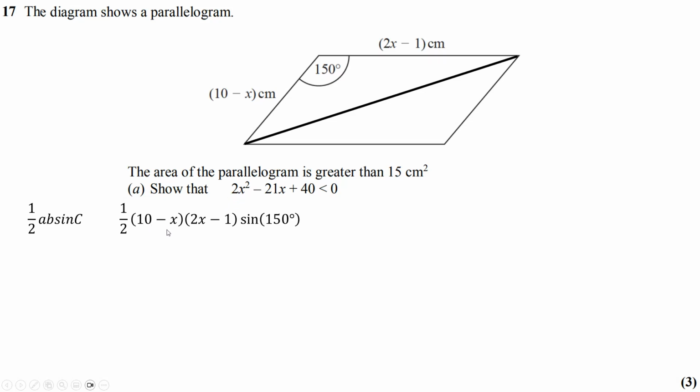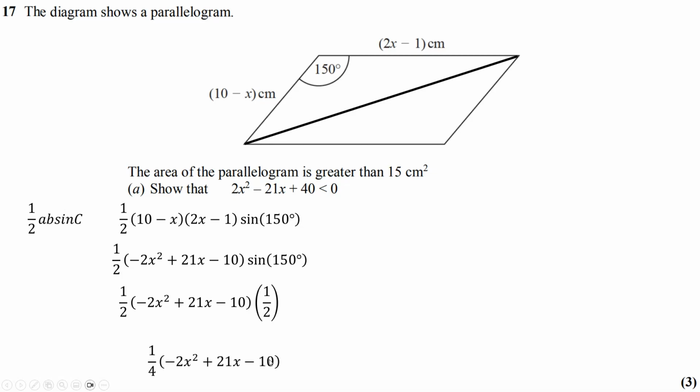This is minus 2x squared plus 21x minus 10, and then that's still all a half of it. And then sine of 150 degrees you might know is an exact value if you know the symmetry of the graph, but that's the same as sine of 30 degrees, which is a half. Multiply a half by a half, that's 1/4.